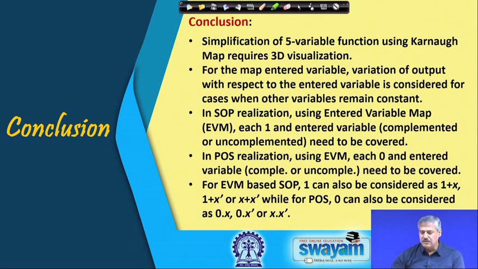In SOP realization, each 1 and the entered variable, complemented or uncomplemented, need to be covered, and in POS it is 0 and those entered variables that need to be covered. And for EVM, entered variable map based SOP minimization, 1 can be considered as 1 plus x prime or x plus x prime, and for POS, 0 can be considered as 0 ANDed with x, or 0 ANDed with x prime, by which the minimization can be made more efficient.